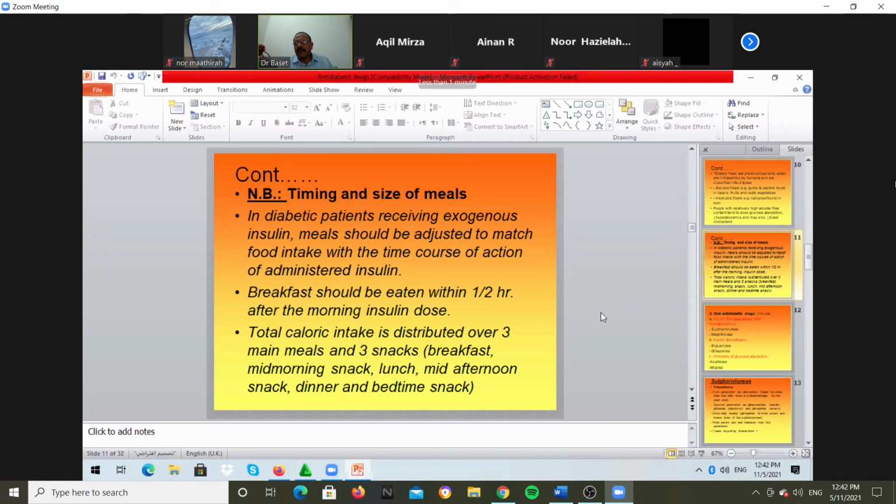So, diabetes is a disease with a high need for a good lifestyle. The total caloric intake is distributed over three main meals and three snacks. In some countries, especially in the Middle East, many Arab countries only depend on three main meals, maybe big meals, no snacks. This is not good. Better to distribute over three main meals and three snacks, breakfast and mid-morning snack.